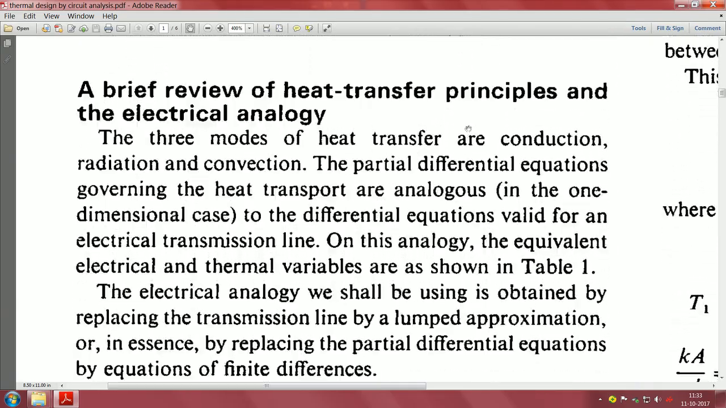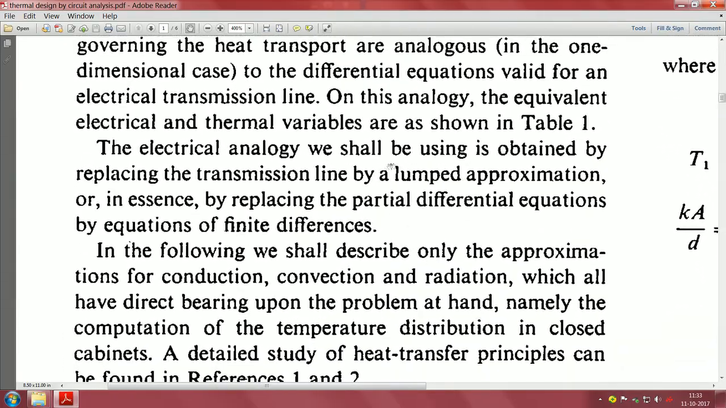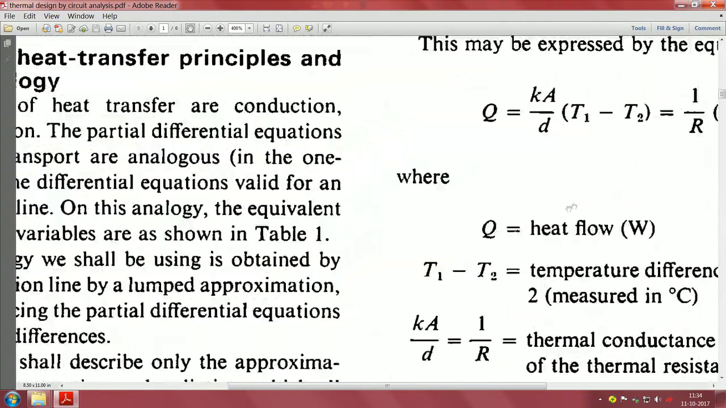Just to make this paper complete, the electric analogy we will be using is obtained by replacing transmission line by lumped approximation, replacing partial differential equations with finite differences. We describe only the approximations for conduction, convection, radiation, which all have direct bearing upon the problem at hand, namely temperature distribution in closed cabinets. At the end, references are given. I could not exactly get the references.